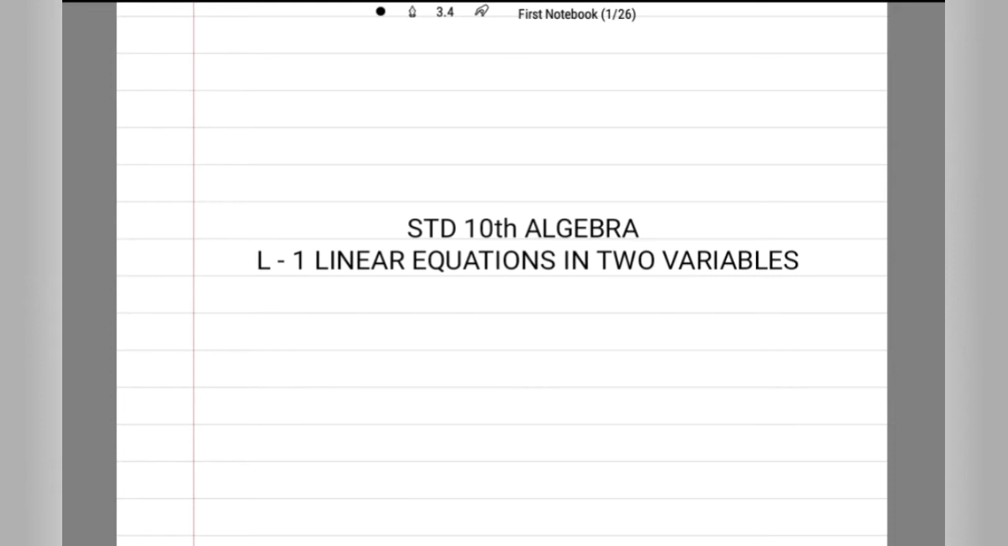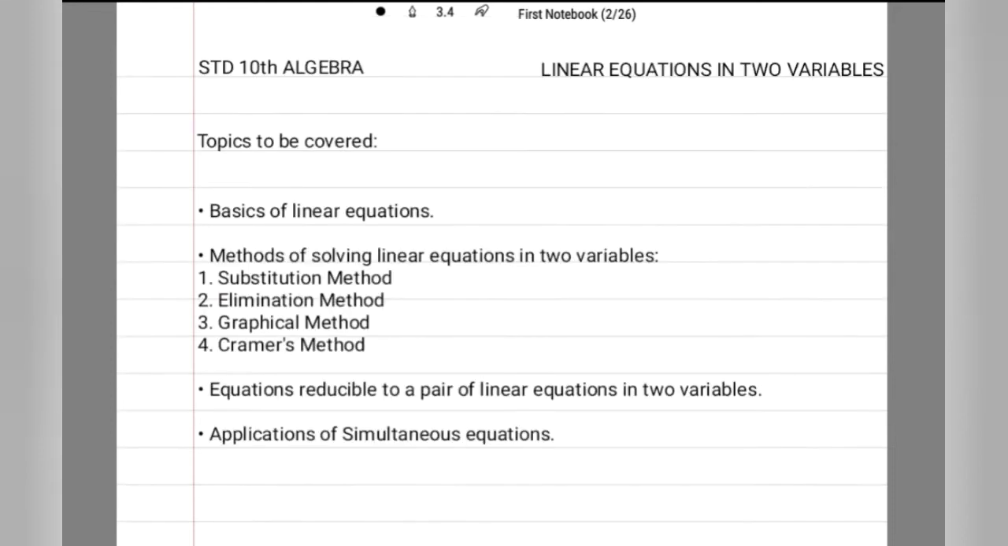The topics we are going to cover in this chapter are, first, the basics of linear equations. I am going to cover what linear equations are, how they are formed, and the basic conditions you need to fulfill for a linear equation. These are the basics I am going to cover in this video and they will be really helpful for your competitive exams.